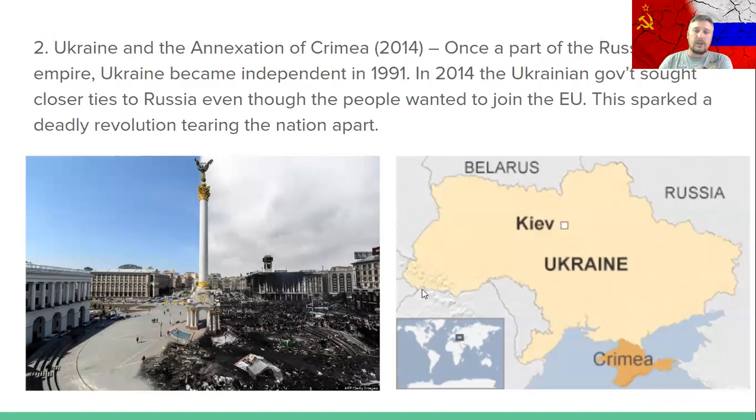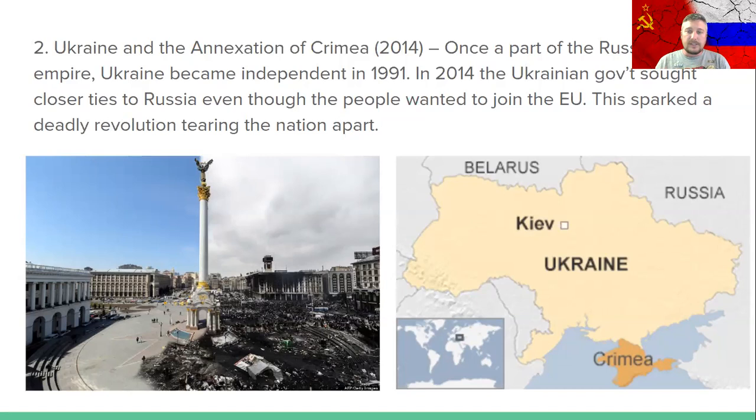Okay, so let's talk about the action that's been taking place in Ukraine over the last half decade. So Ukraine used to be a part of the Russian Empire, and this was one of those nations that collapsed, broke away in 1991 and became independent. Now, fast forward to 2014, and you have the start of the major issues.